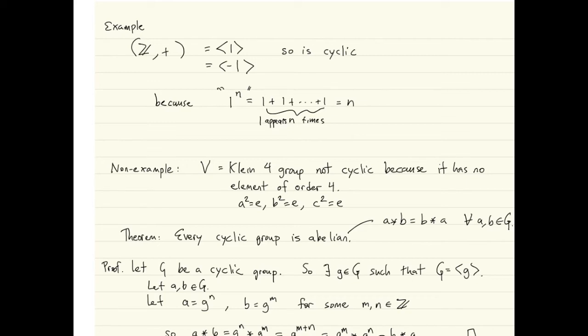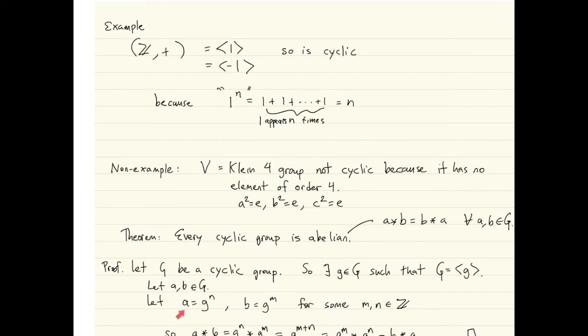So the proof is that, okay, let G be a cyclic group. What that means is that there exists an element, lowercase g, of the group such that G is equal to all the powers of g. Okay, so let a and b be two arbitrary elements of the group G. We need to establish that this equation here holds.